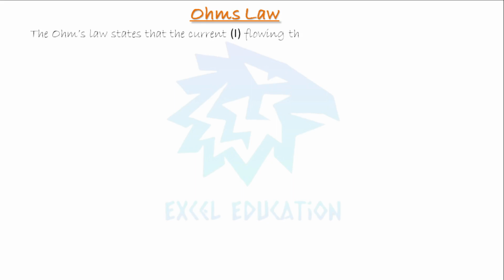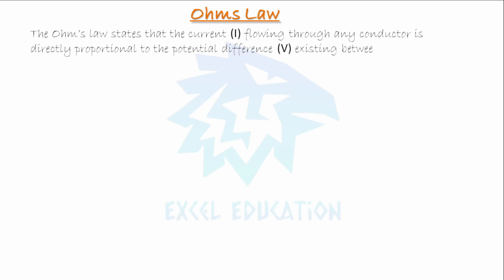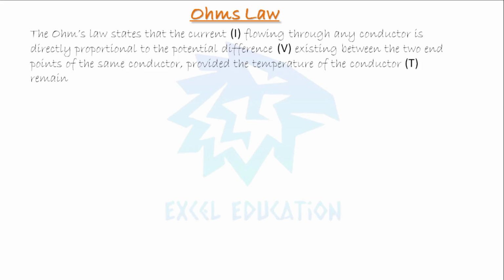Ohm's Law is named after the German physicist and mathematician George Simon Ohm, and this law points out the relation between the current flowing through a conductor and the voltage applied against its two terminals.